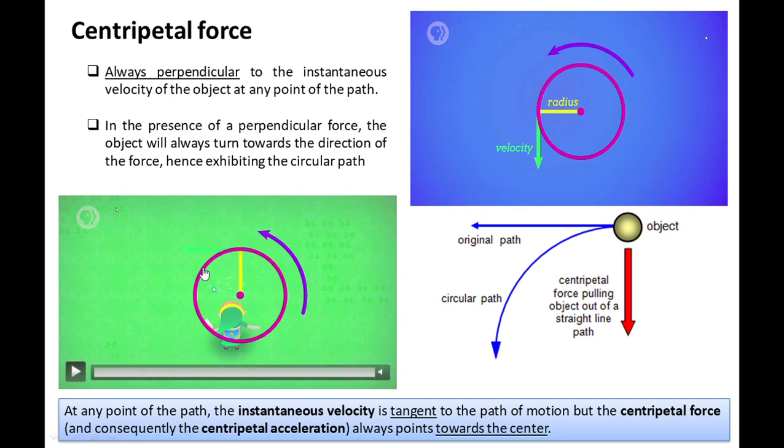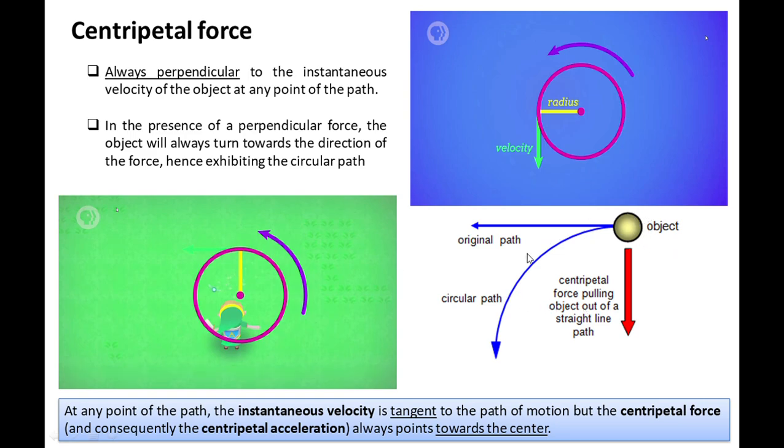You can see that in this circular path, when the key is in that position, the instantaneous velocity is towards the left. And so the centripetal force is going towards this direction, because again, the instantaneous velocity must always be perpendicular to the centripetal force. When we say perpendicular, that means that the angle between the instantaneous velocity and the centripetal force must equal 90 degrees.